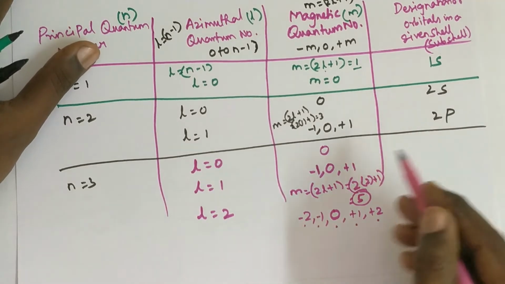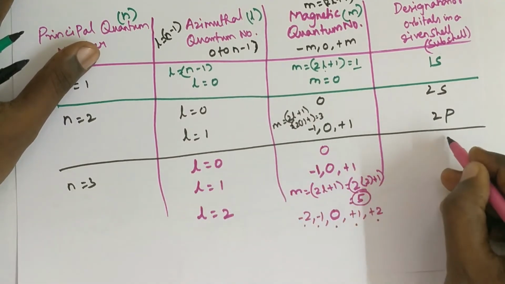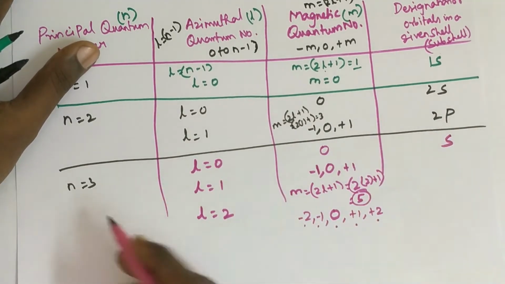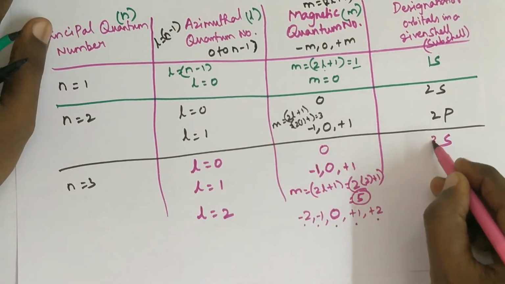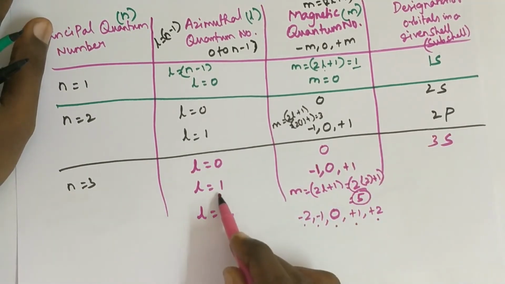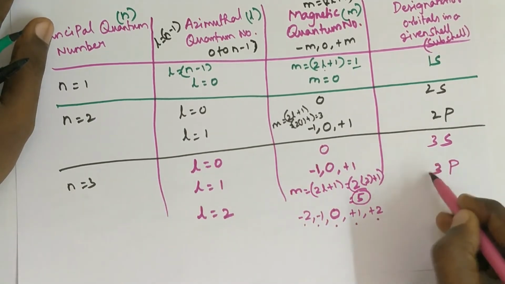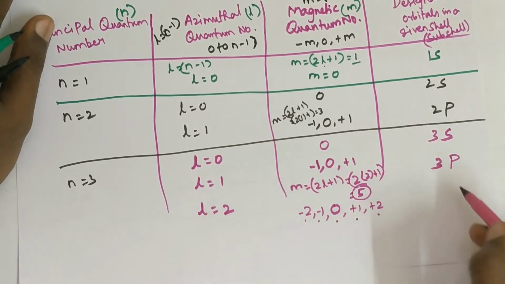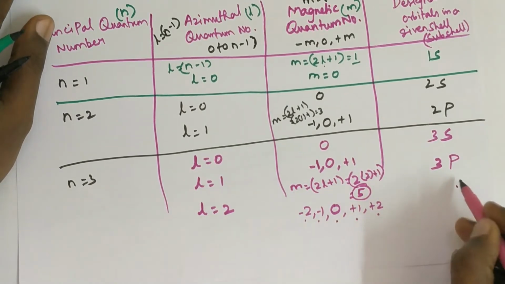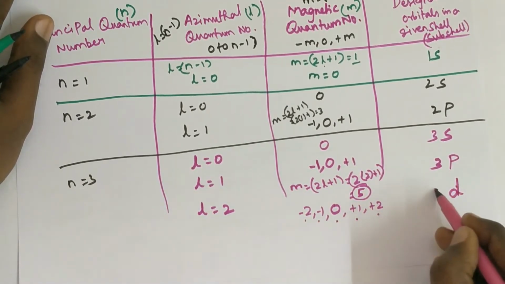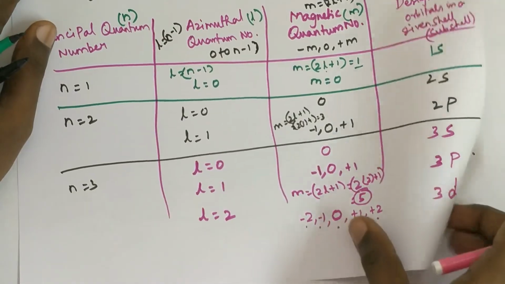Next you try the subshell. So L is equal to 0. 0 means subshell is S. Here n value is 3, so we write it as 3S. Here L value is 1, so subshell is P. n value is 3, so 3P. Same way, L is equal to 2 means D. n value 3, so write it as 3D.